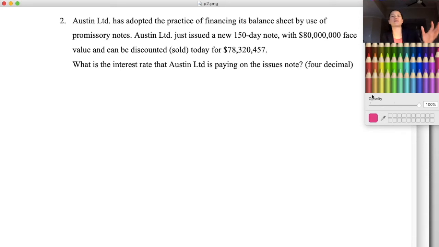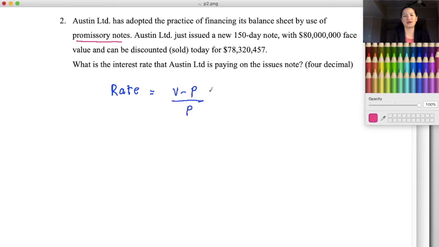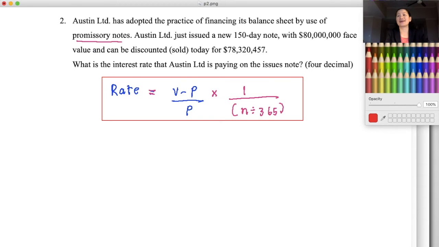Okay, what is the formula for the promissory note? Well, you remember our formula: rate equals V minus P over P, multiplied by 1 over N divided by 365. Rate is the interest rate, V is the face value, P is the discount price, and N is the days of the note. Again, try to read the question at least twice. Okay, let's go.